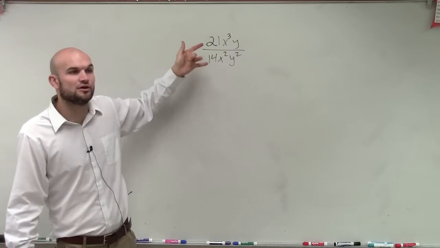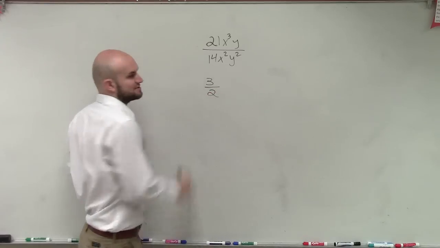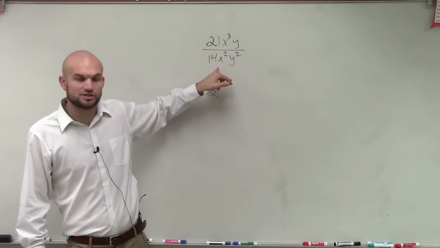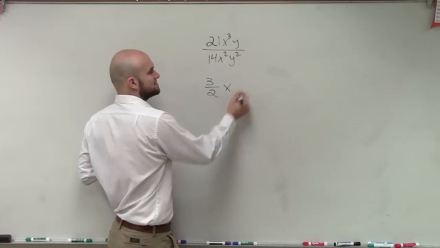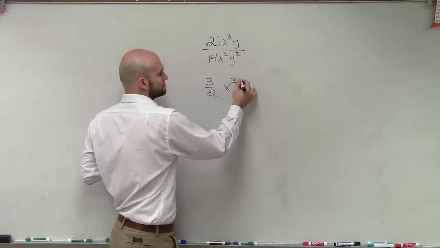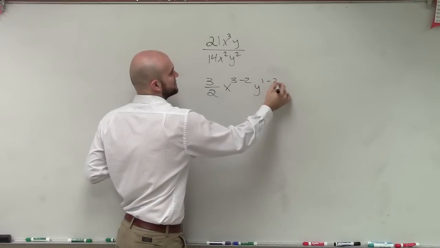Well, you notice that 7 goes in the top and bottom, so that reduces down to 3 halves, right? Because 7 divides into 21 3 times, 7 divides into 14 2. Then, to do our exponents, we can just apply the rules of exponents. So we'd have x cubed, 3 minus 2, and then y, 1 minus 2.